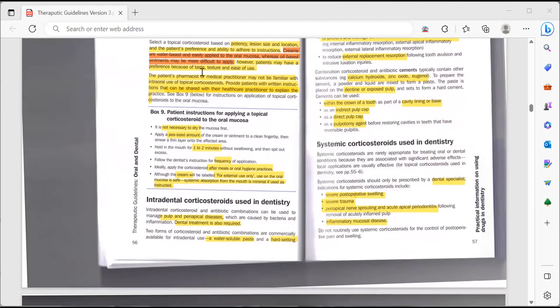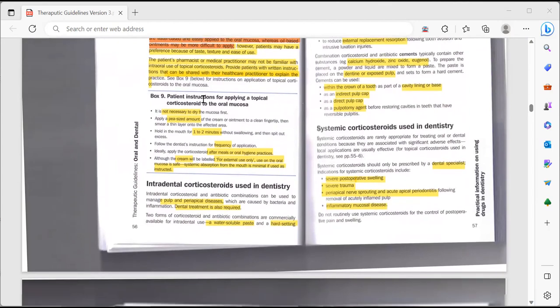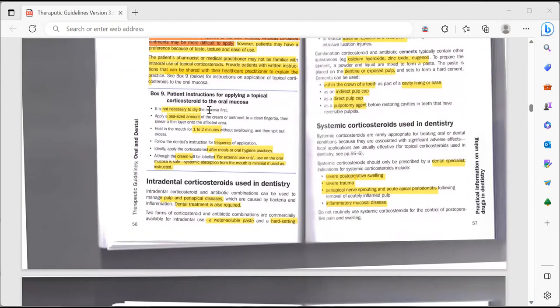The patient's pharmacist or medical practitioner may not be familiar with intraoral use of topical corticosteroid. So the points you need to tell your patient whenever you are prescribing the corticosteroid are: it is not necessary to dry the mucosa first, like holding or drying your mucosa with cotton or something. You can just apply it to the lesion.